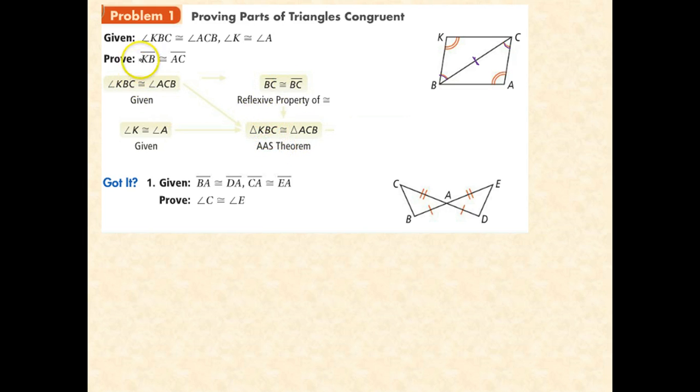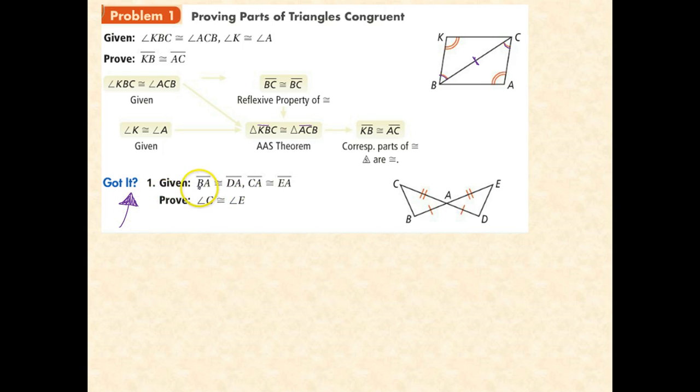Now as long as KB and AC are corresponding sides, we can say they're congruent. Are they corresponding? Well, we got KB here and AC there, so yep, they're corresponding. So segment KB is congruent to segment AC because corresponding parts of congruent triangles are congruent. So let's try this proof.